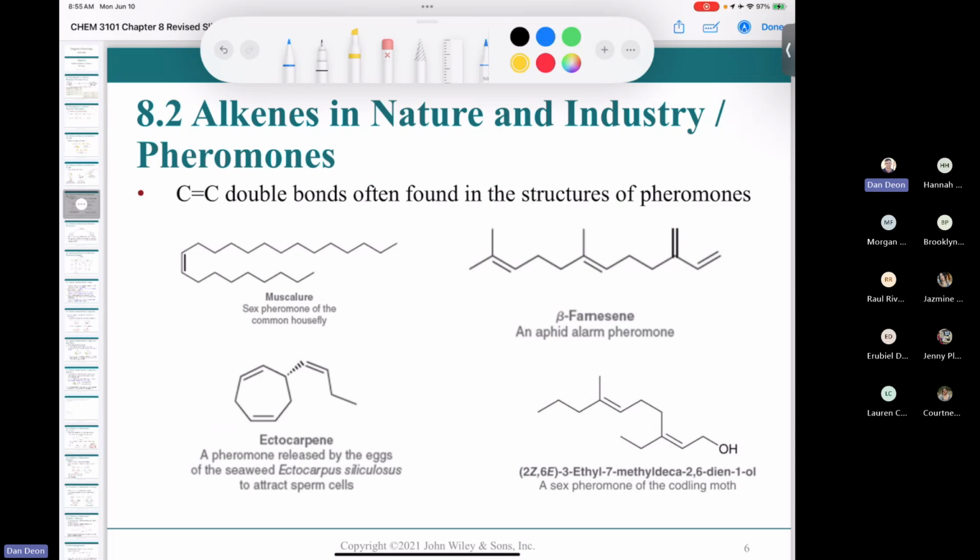But you can see that this is an alkene, and it's a sex pheromone of the common housefly, which is kind of cool. I already showed you farnesene on a previous slide here. But anyhow, we could go on and on. This one here is of the codling moth, pronouncing that wrong. But anyhow, you see the alkenes are found everywhere.